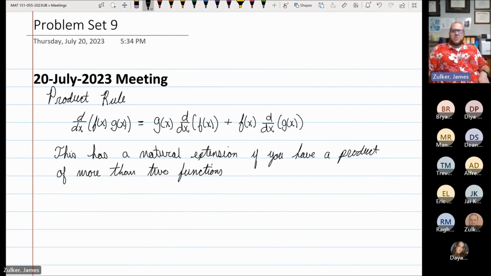And this has a natural extension, right? If you have a product of more than 2 functions, right? So the idea is you take one of the functions, take its derivative, multiply by the remaining functions, right? Plus, now choose a different function, take its derivative, times the remaining functions, plus choose a different function, so on and so forth, right? So you just differentiate each function and multiply by the remaining and then sum it all up together.